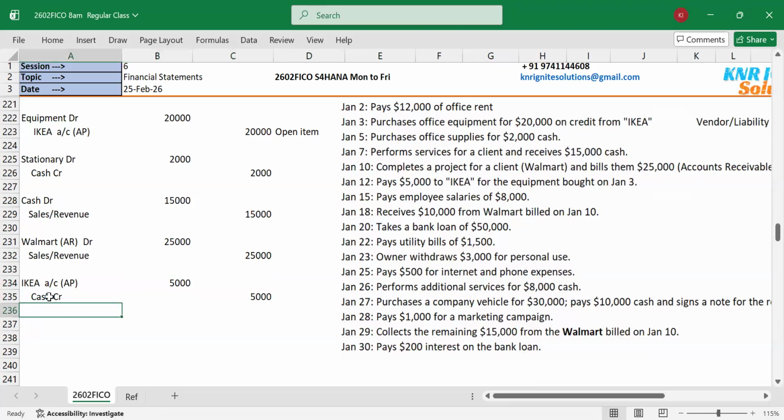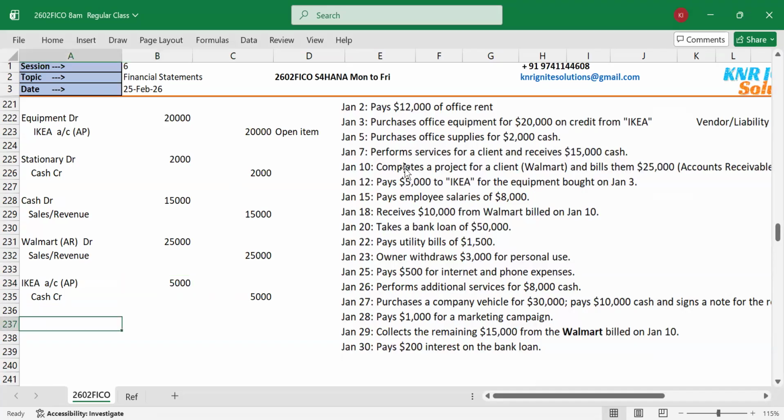So this is how it works. If I want to see my IKEA balance, I'll see this 20,000 here and reduce 5,000, and it will become 15,000 as a still open item from IKEA. I have to pay 15,000 to IKEA. Everybody agrees, right? Out of 20,000, I already cleared 5,000, and I have 15,000 more to be paid.